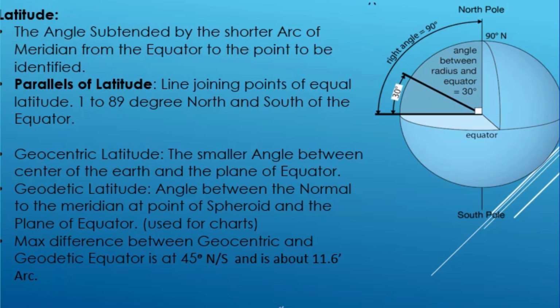So for the DGCA exam purposes, we don't really need to remember these definitions. But the next point we need to remember is the maximum difference between the geocentric and the geodetic latitude, which is at 45 degrees north and south, and it is about 11.6 minutes of arc. So the difference is maximum at 45 degrees north and south, and it is 11.6 minutes of arc.